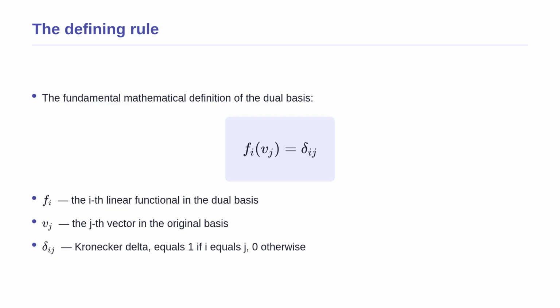If the subscripts i and j are exactly the same, the output is exactly 1. If they are different, the output is 0. If we change the functional to match a different vector, the switch activates for that new vector instead. Physically, this means the ith functional only detects the ith basis vector and is completely blind to the rest.